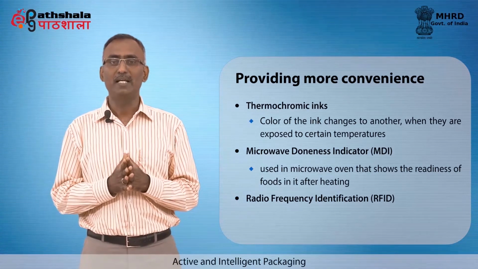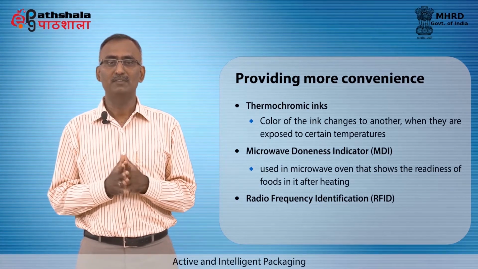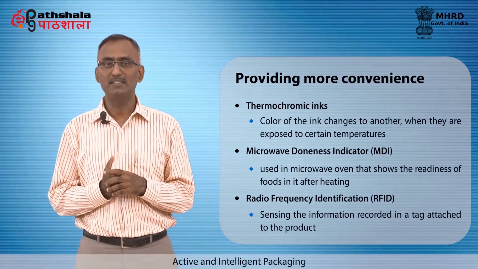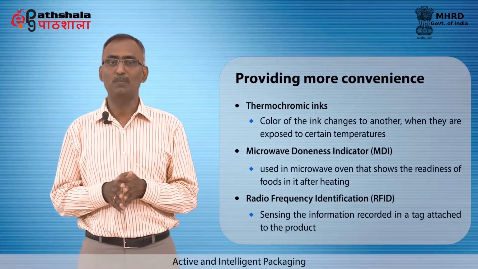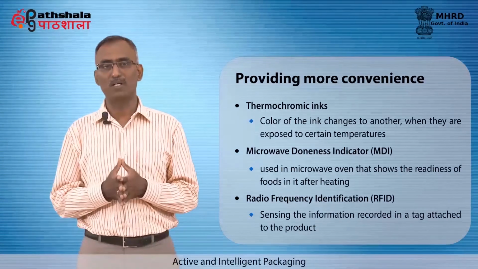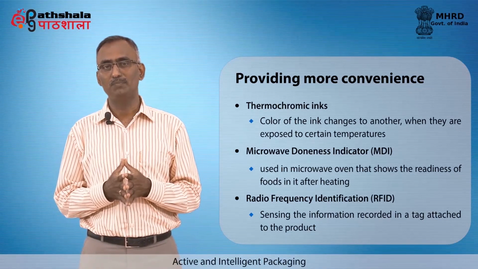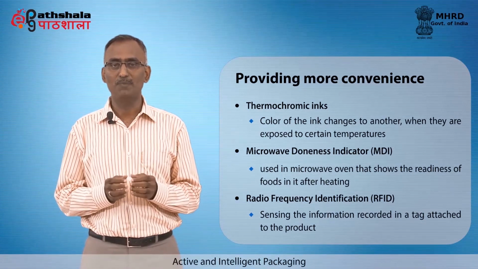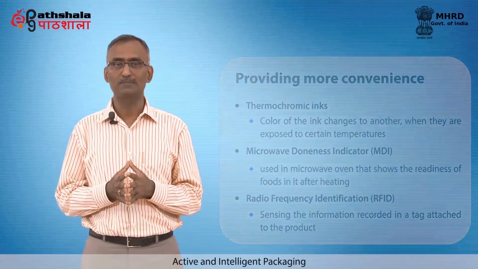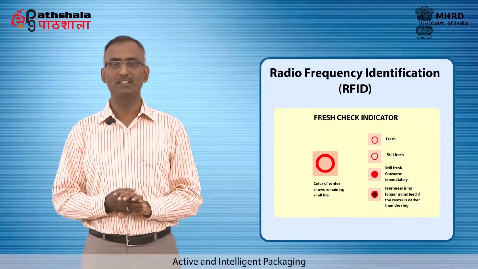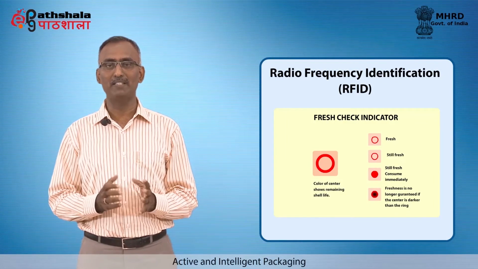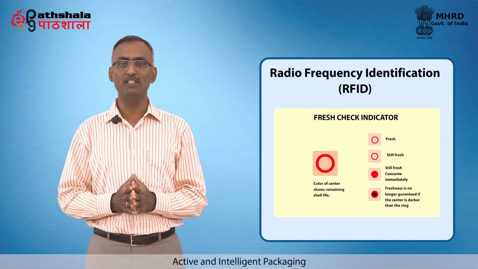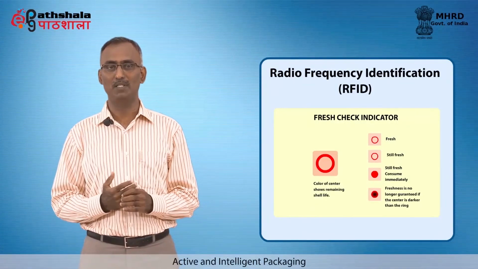Next type of the indicator is the radio frequency identification. This is RFID. These RFID sensors help in sensing the information recorded in a tag attached to the product. The tags which are attached to the product may be in the form of microchip, banknote security ribbon, label, etc. The tags can be sensed from a certain distance by radio frequencies. The RFID tags are used nowadays in secondary and tertiary packaging only, not in individual customer packing. This is helpful in improving the efficiency of the supply chain and traceability.